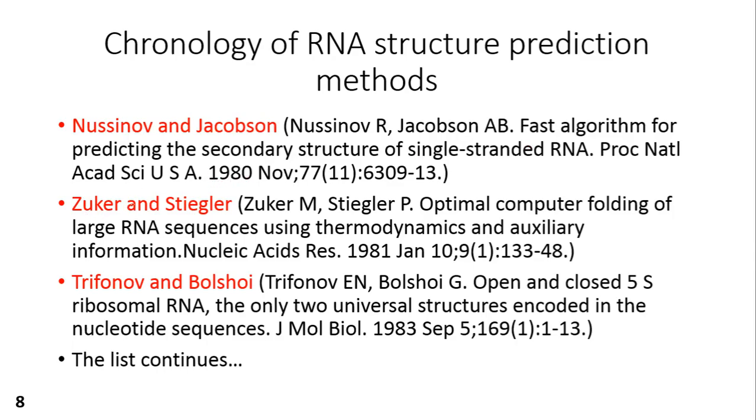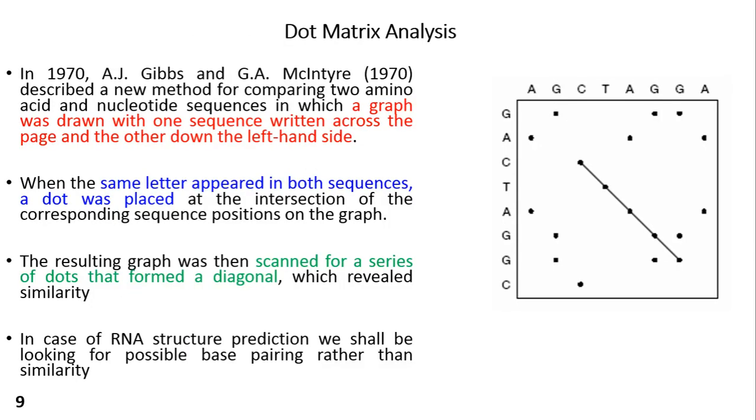Later on in 1981, Zuker and Stiegler proposed their own RNA secondary structure prediction method. In the subsequent year, 1983, Trifonov and Bolshoi published their own algorithms, and the list still continues till now. M-fold is the latest addition to the RNA secondary structure prediction methods. We will talk about this M-fold in our practical sessions. So to begin with, let us start discussing with the simpler ones.